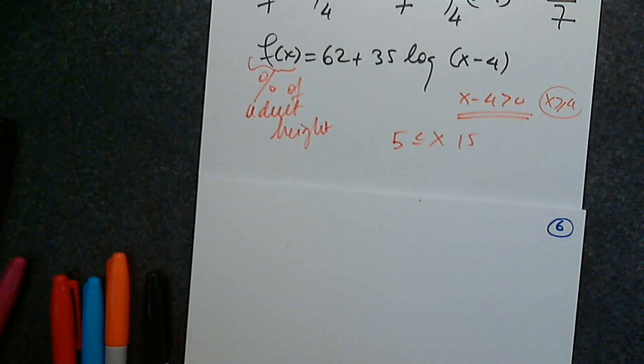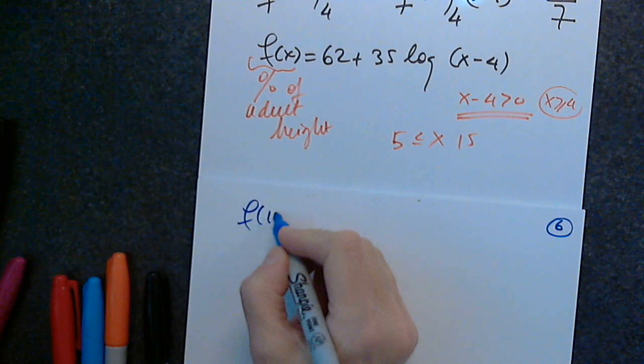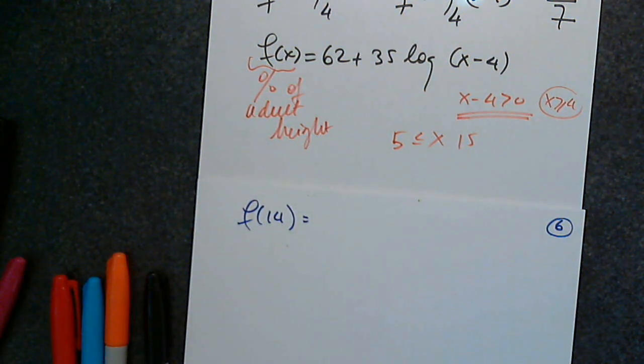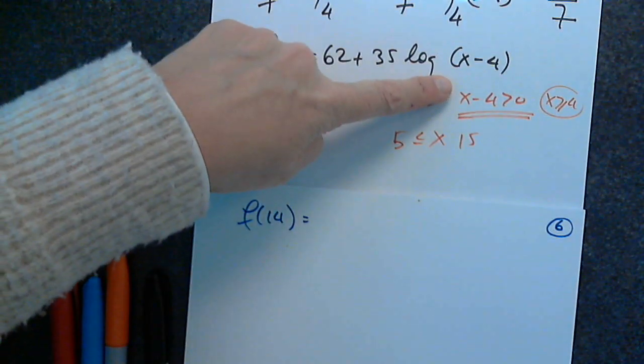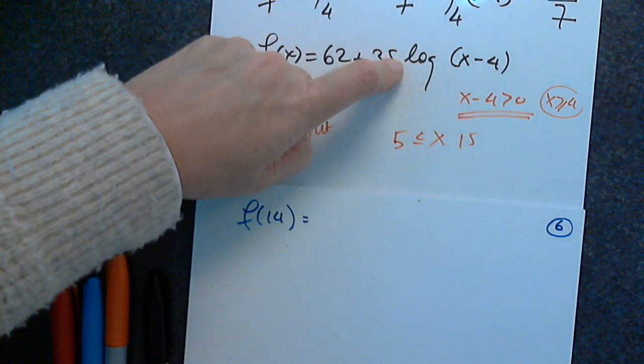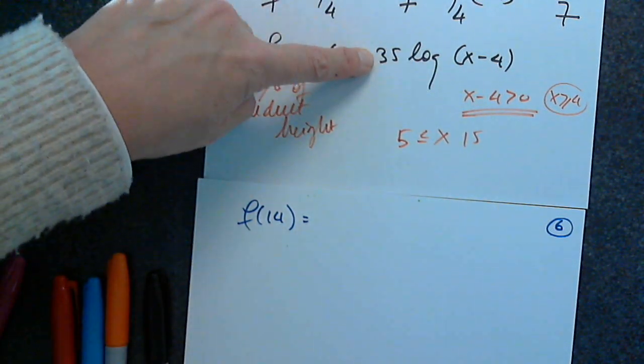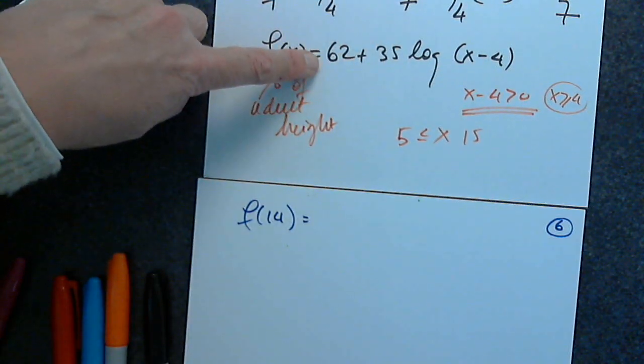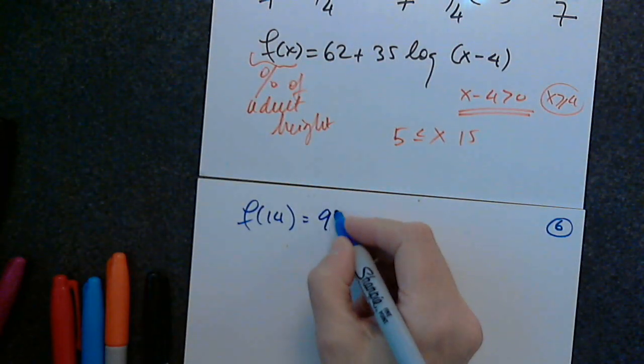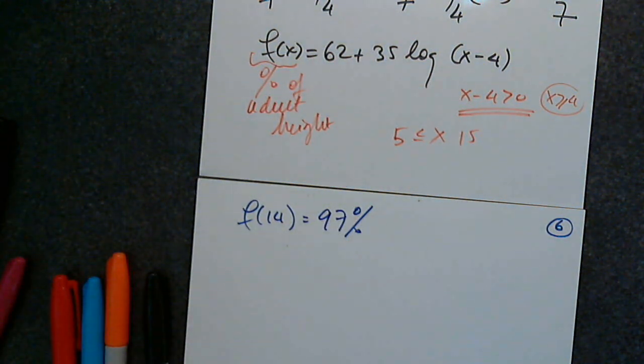So, any suggestions? Anything? Do you just replace x with 14? Absolutely, there is nothing else. And we cannot perform the operations. I mean, actually we can. I just realized. How much is 14 minus 4? How much is common log of 10? 1. How much is 1 times 35? 35. How much is 35 plus 62? 97%.